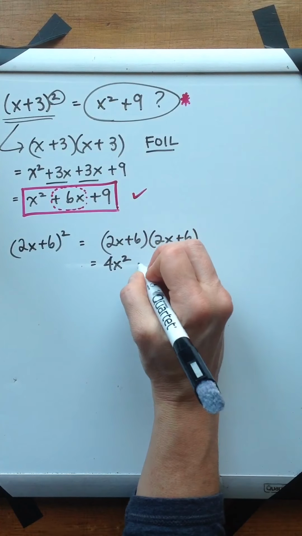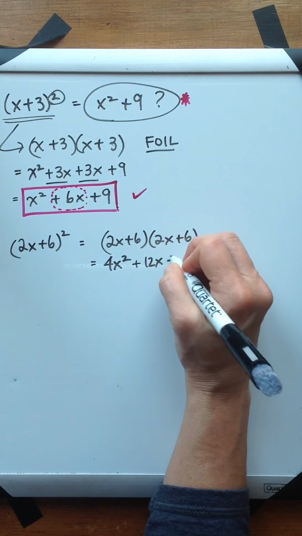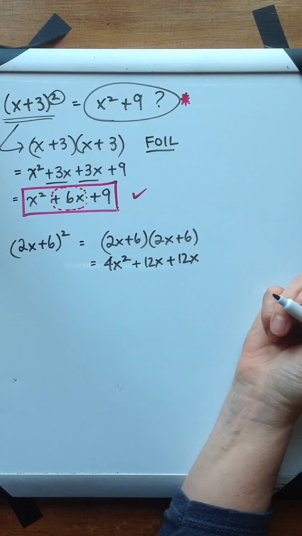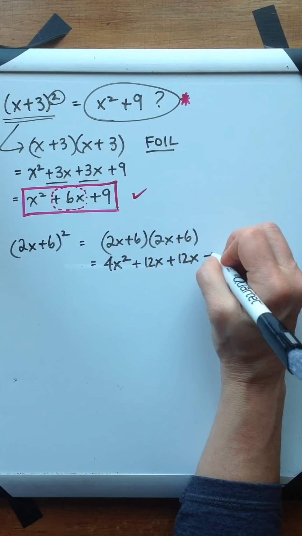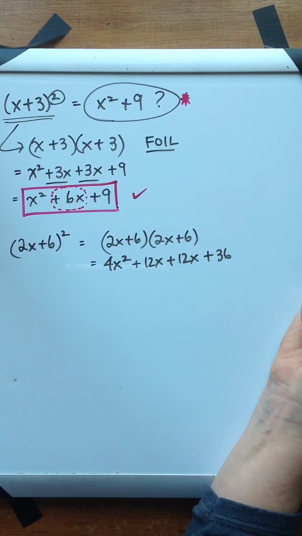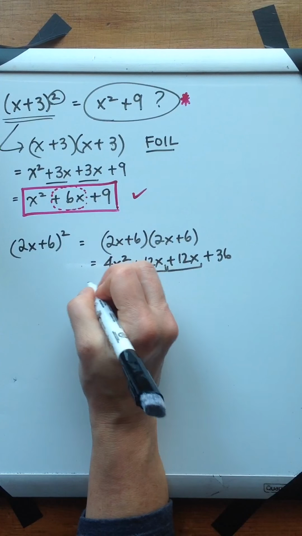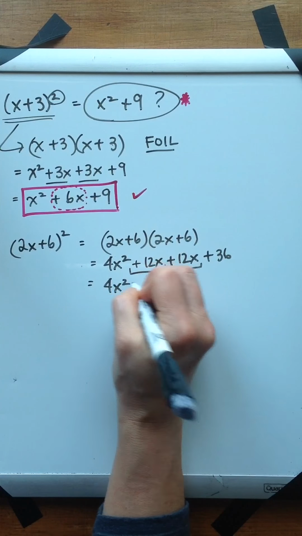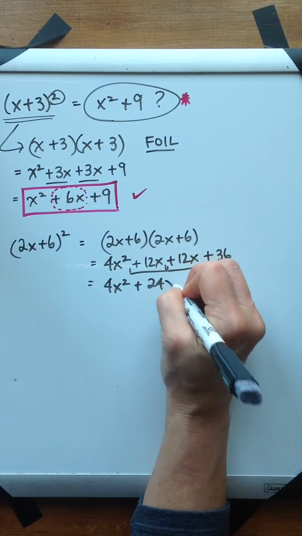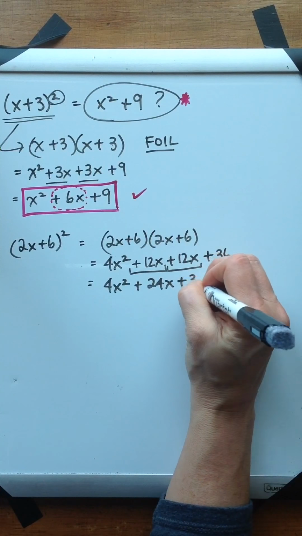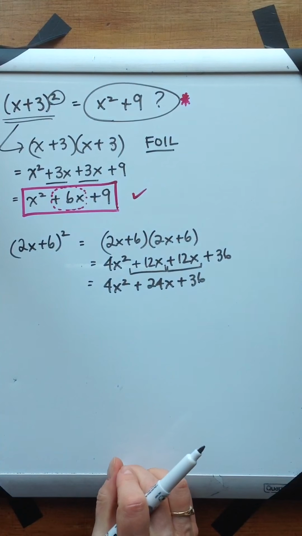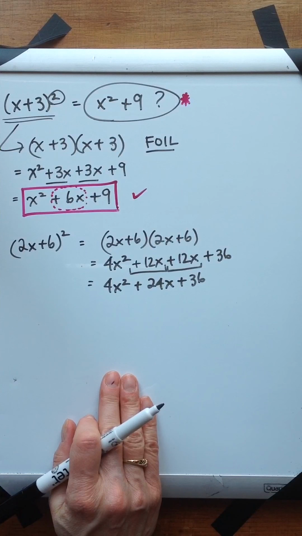Again, you're going to notice that they end up being exactly the same. And then if we multiply the lasts together, we get 36. We see that these inside terms are like terms, so we can simplify them into being 24x in the middle between 4x squared and 36.